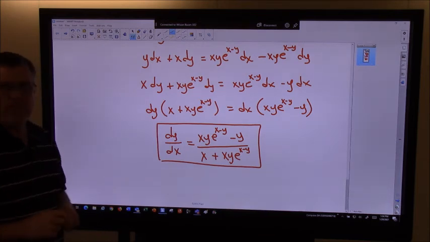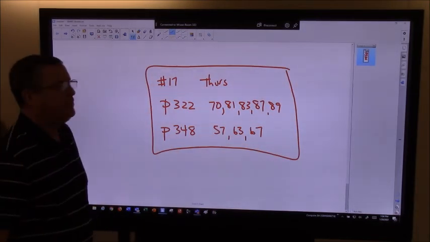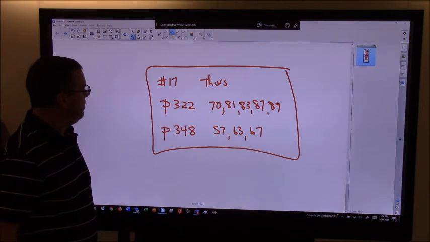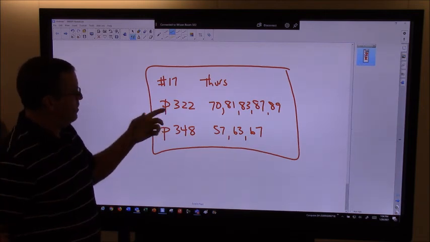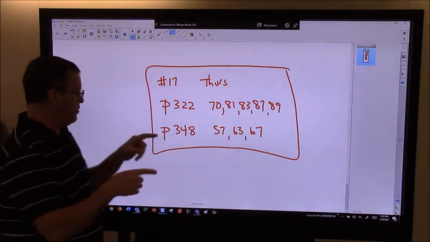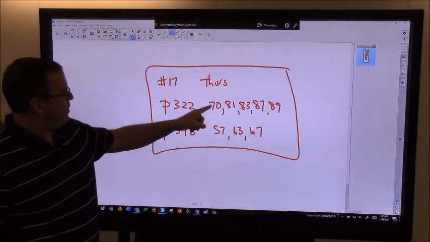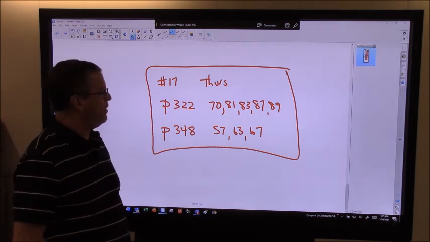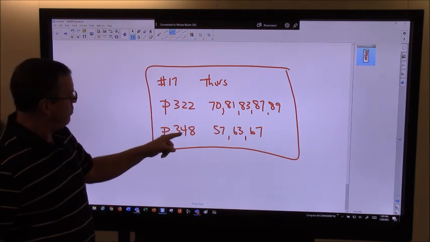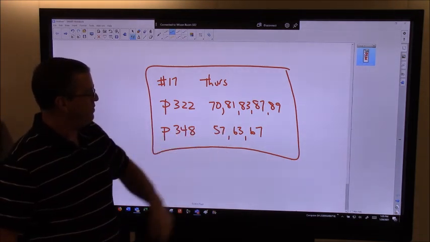All right, that's what we have for today. Let me get you guys a homework assignment. Still on week 17, this is our Thursday piece. Because we learned about natural logs and e to the u in 2 different sections, we have 2 different pages here. On page 322, we're going to do 70, 81, 83, 87, and 89. On page 348, we're going to do 57, 63, and 67.